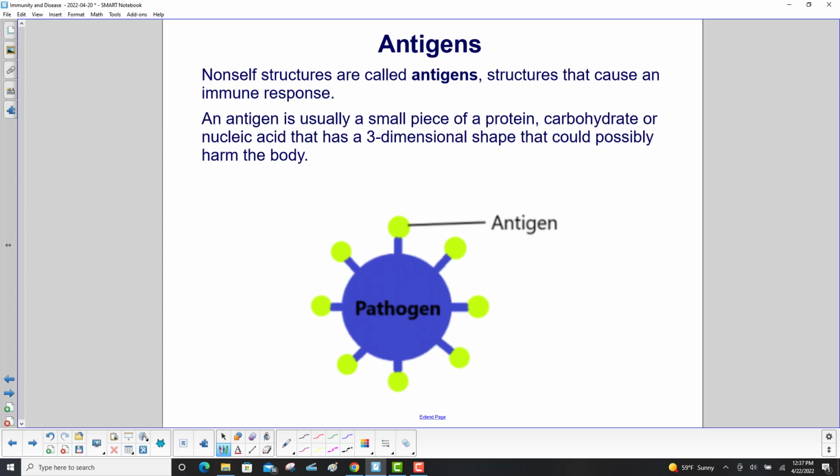Non-self structures are called antigens, structures that cause an immune response. An antigen is usually a small piece of a protein, carbohydrate, or nucleic acid that has a three-dimensional shape that could possibly harm the body. And here it is. The antigens are the spikes here on this pathogen.